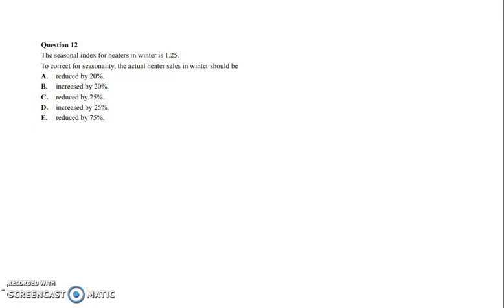So in this question, it's a multiple choice and it's asking, is it reducing or increasing? And they've got a range of different percentages there. So let's have a look. So when we correct for seasonality, we have the formula where we've got our value and we can divide it by the seasonal index, which will give us our deseasonalized value.